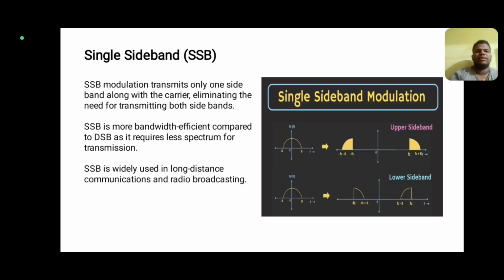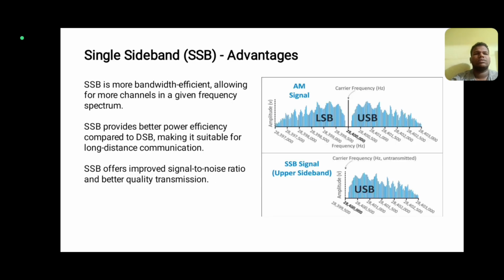Single sideband. Single sideband modulation transmits only one sideband along with the carrier, eliminating the need to transmit both sidebands. SSB is more bandwidth efficient compared to DSB as it requires less spectrum for transmission. It is widely used for long distance communication and radio broadcast.